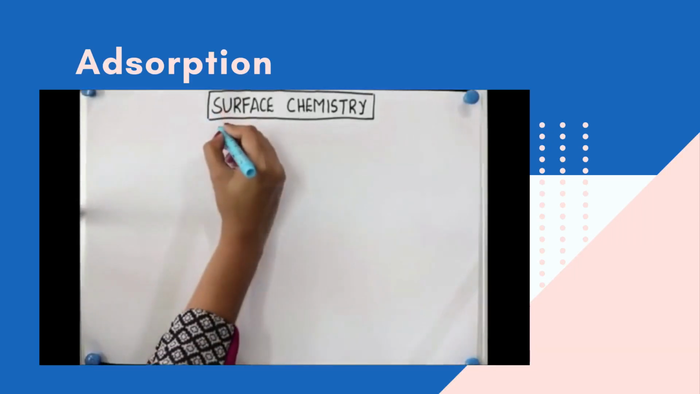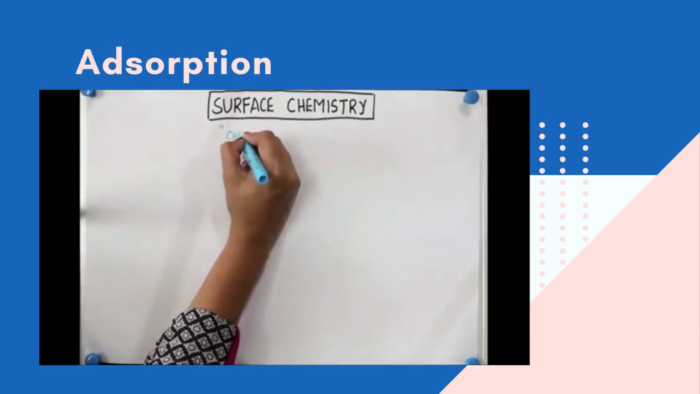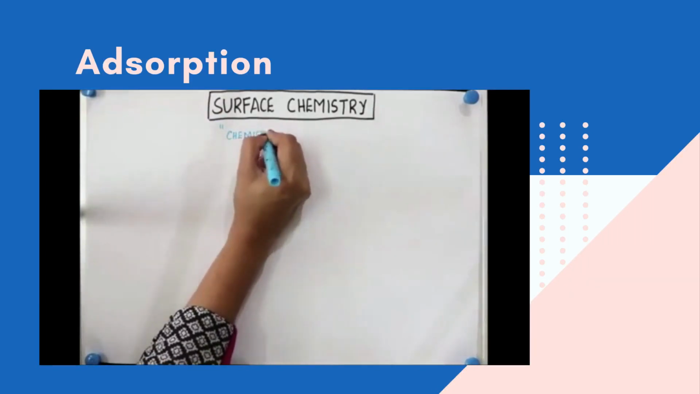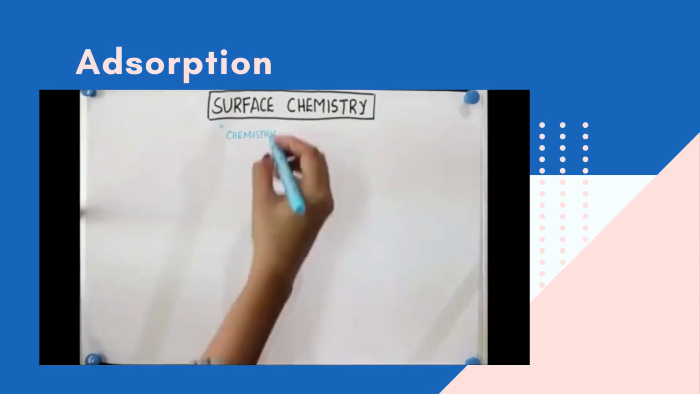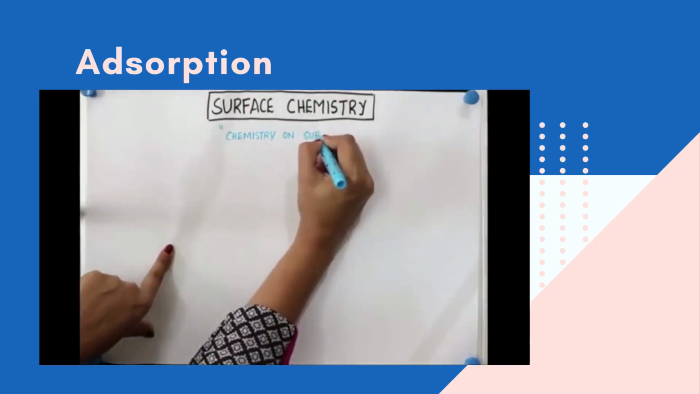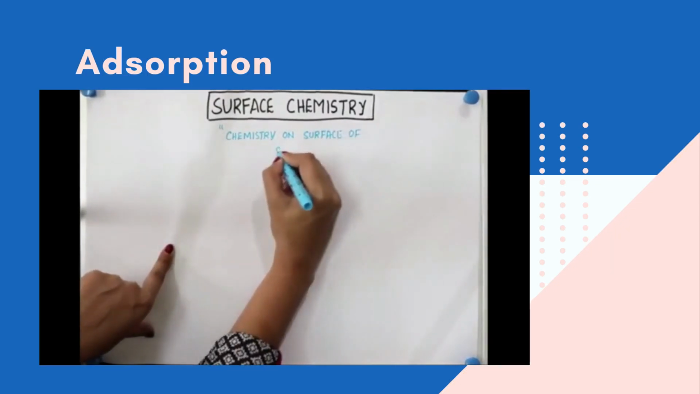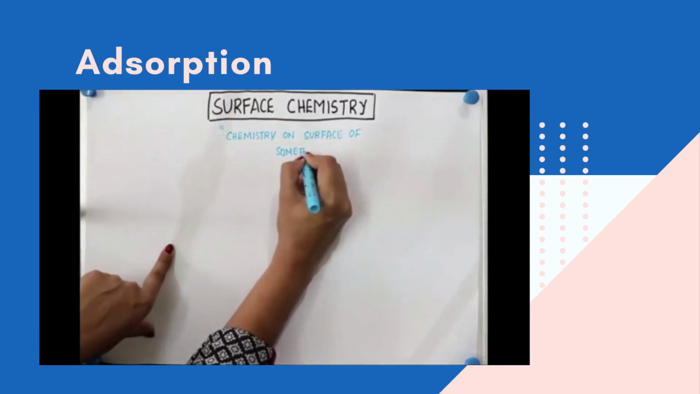Yes. So we can say that surface chemistry is basically chemistry that happens at the surface of something, right? It can be anything. Okay.